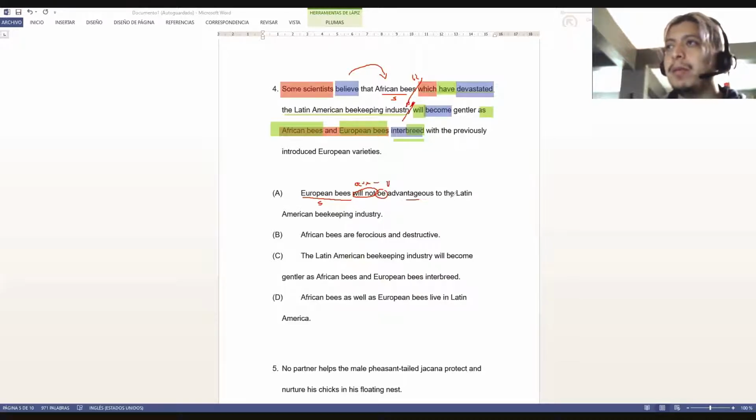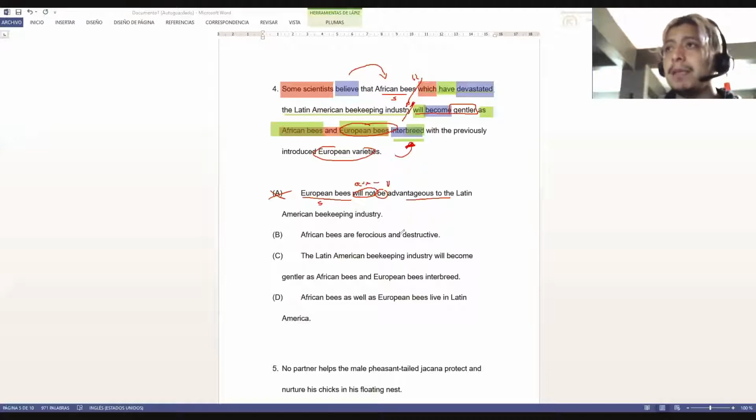They will not be advantageous. What is advantageous? That give advantages, that they are beneficial, okay? So it says European bees will not be beneficial to the Latin American beekeeping industry. This is false. They are going to be beneficial. Why? Because these European varieties will interbreed. They will mix with African bees. And when they mix, these African bees will become gentler. Okay? So that's it. So they are useful, they are advantageous for the Latin American beekeeping industry. They are not useless. Yeah?